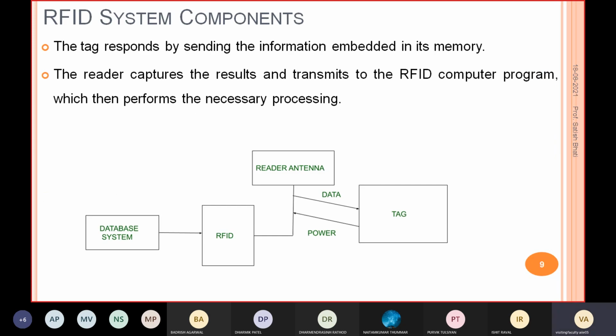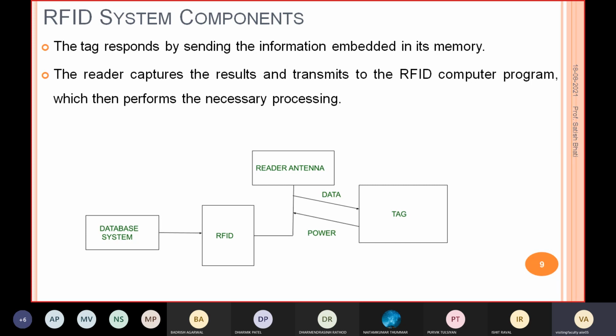So, RFID system components. The tag responds by sending the information embedded in its memory, right? As we have seen, your tag has a microchip. In that microchip you have a memory. In that memory you have some information encoded or embedded, and whenever your tag comes in the range of some reader, the tag will receive a signal from the reader, and in response your tag will send the information which is stored in the memory.